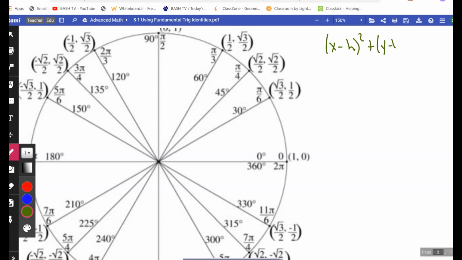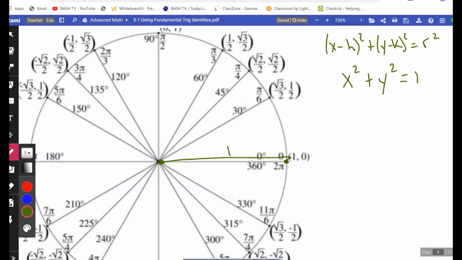I'm not sure you got to this last year in Algebra 2. In our case, the center, that's what the h, k represents, is at the origin, 0, 0. So x minus 0 is just x squared, plus, and k is 0, so that would be y squared. This circle has a radius of 1, so 1 squared is 1. All right, so that's the equation of that circle.